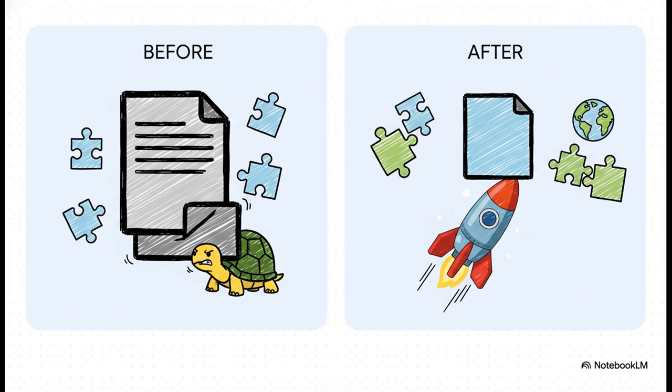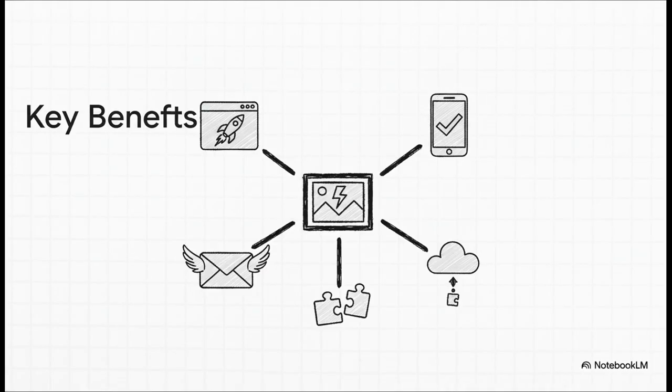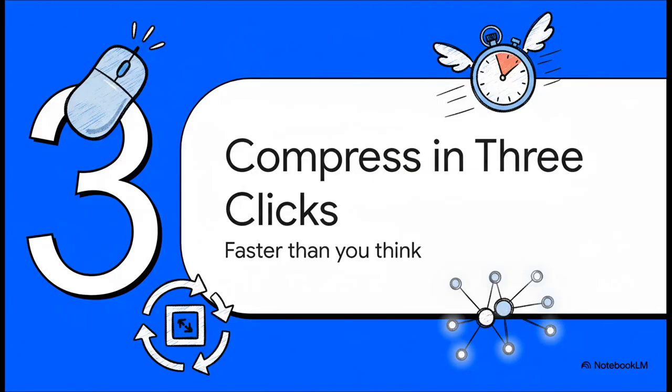And the transformation is, well, it's pretty dramatic. You go from having these huge, slow, and often incompatible files to these tiny, fast-loading images that just work everywhere. It is a total game changer. You see, optimizing your images isn't just some little technical thing. It has real-world benefits. Your website's going to load way faster, your posts will be totally ready for social media, your emails will actually send, and you'll save a ton of valuable storage space. It's a win-win-win.